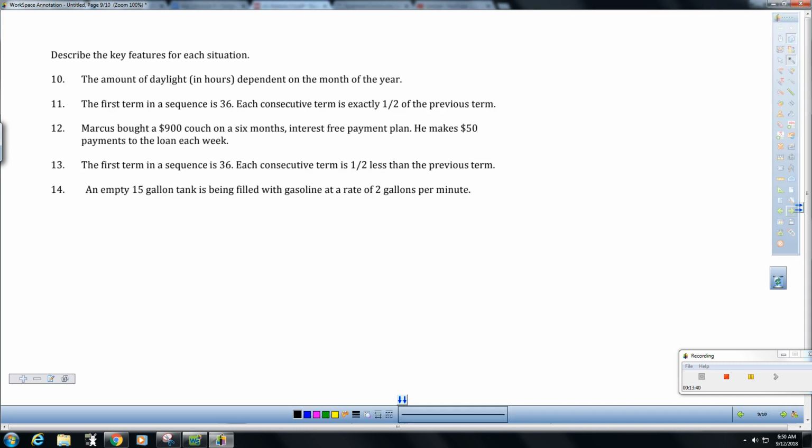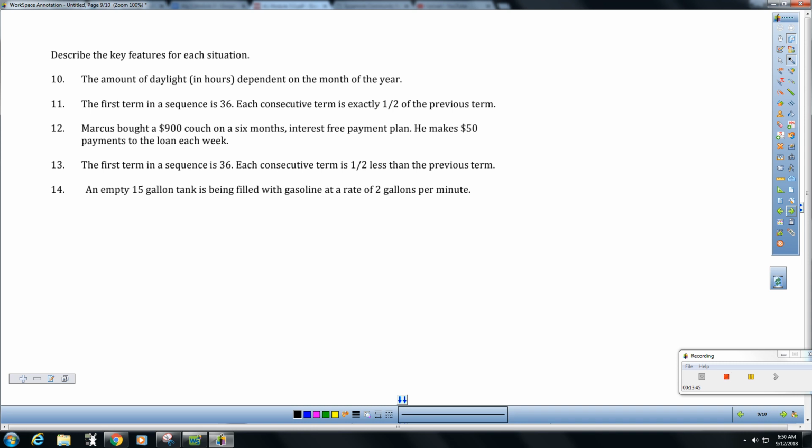All right. So to describe the features, the amount of daylight in hours is dependent on the month of the year. Okay, describe the features. Well, there will be a maximum and a minimum amount of sun during the year.